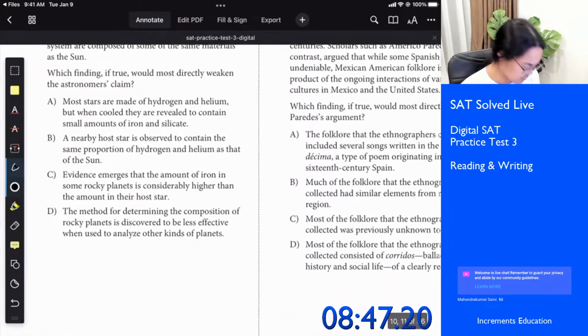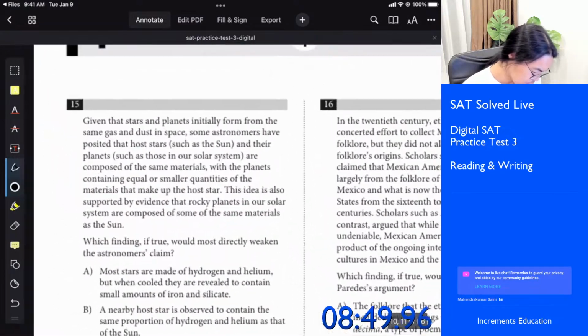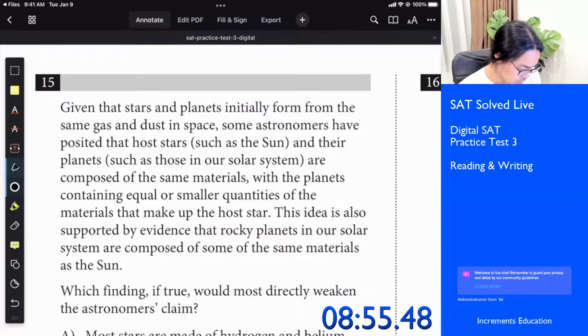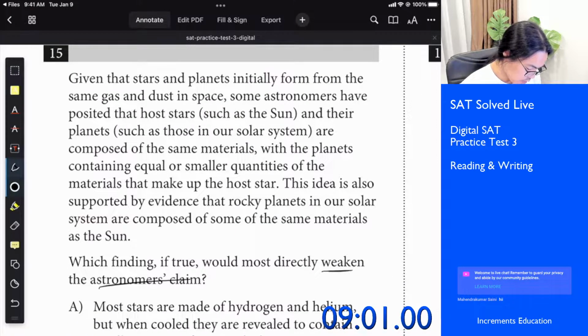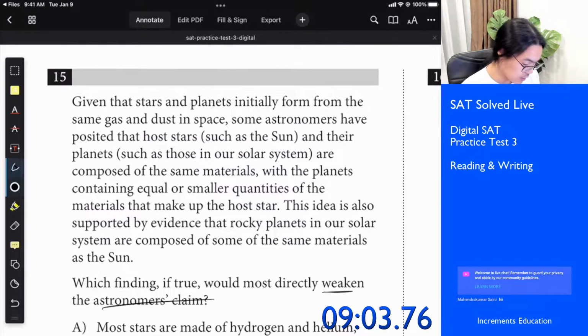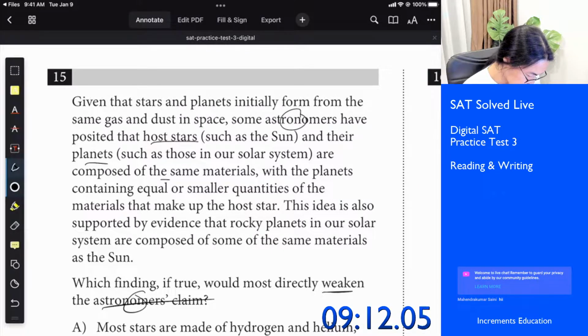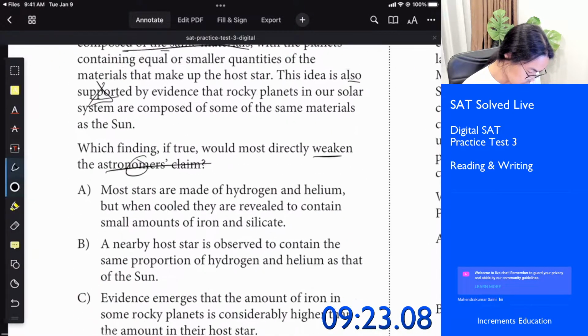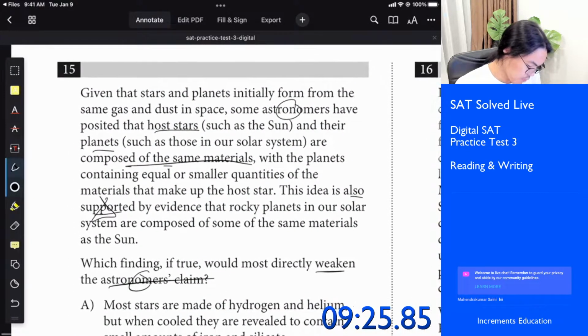I don't know. Yeah, that kind of wish I could just stick with reading the chart before, but I feel like you don't really need to. Given that stars and planets initially formed from the same dust and space, and I'm trying to. Okay, we're trying to weaken the claim, and I'm actually getting tired and losing track. So we're trying to get astronomers. Some astronomers have posited that host stars and their planets are composed of the same materials. Also supported, okay, by evidence that rocket planets are composed of the same materials as the sun. But we just need to find some counterexamples.